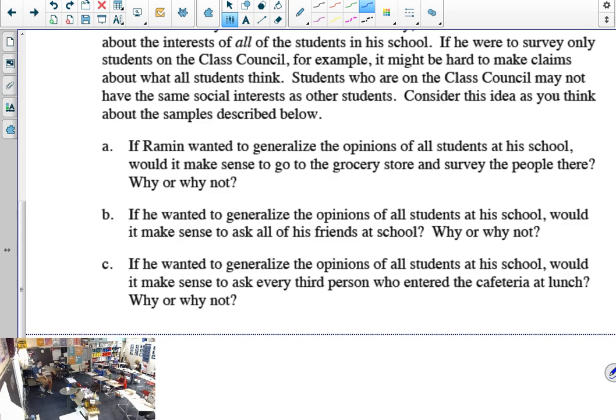All right, who can talk about A? Mina or Rachel? That would not be a good sample because it's not a school, it's a grocery store, so not everybody there goes to the school. Most of the people there are adults anyway. So we could say, more specifically using our math words, the population of the grocery store is not the population we're studying. The population we're studying is his student body.